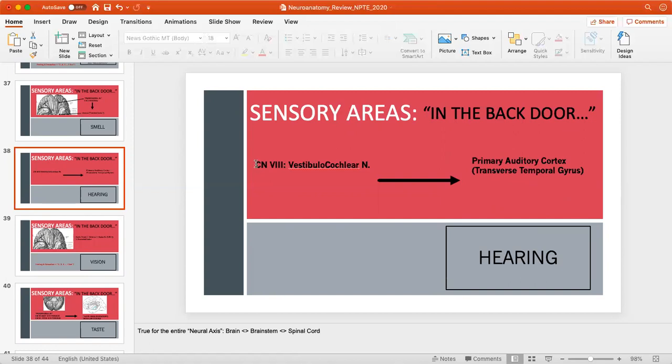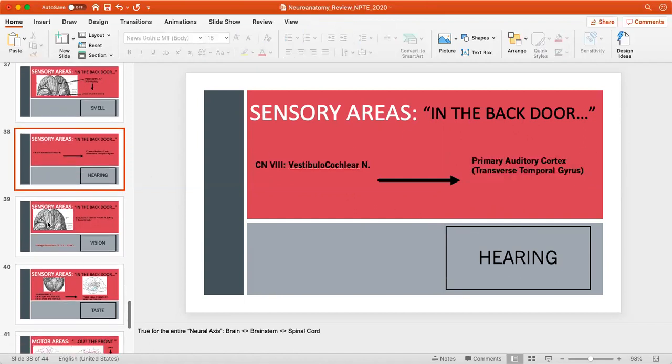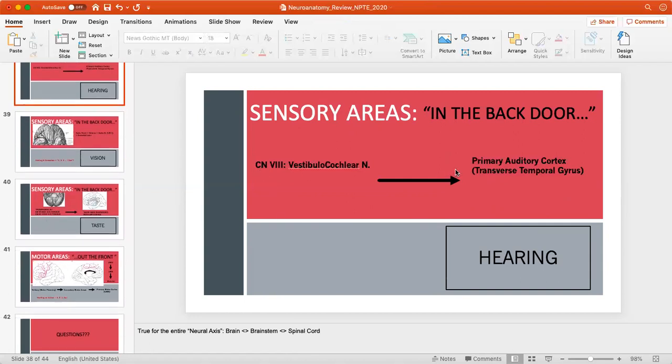So again, we have our peripheral component, even though it's a cranial nerve, it's a peripheral nerve traveling into the first place in the brain or the first place in the central nervous system that information enters, and then it's going to be successively carried through and processed. But that's kind of the start of that, where that sensory information comes in.